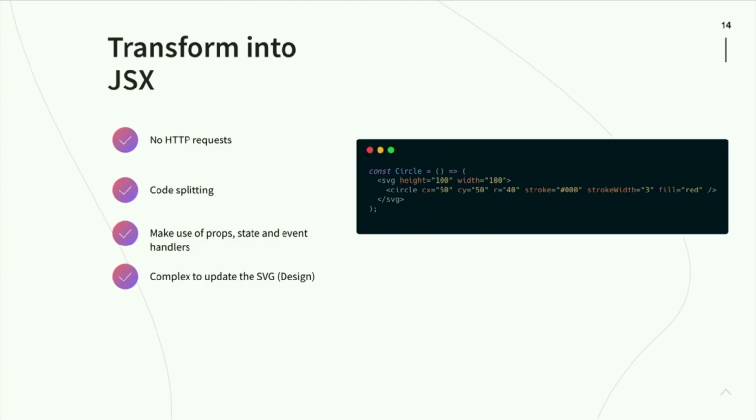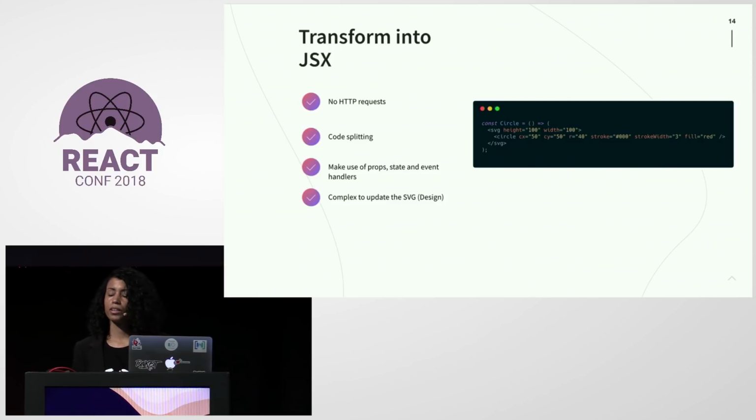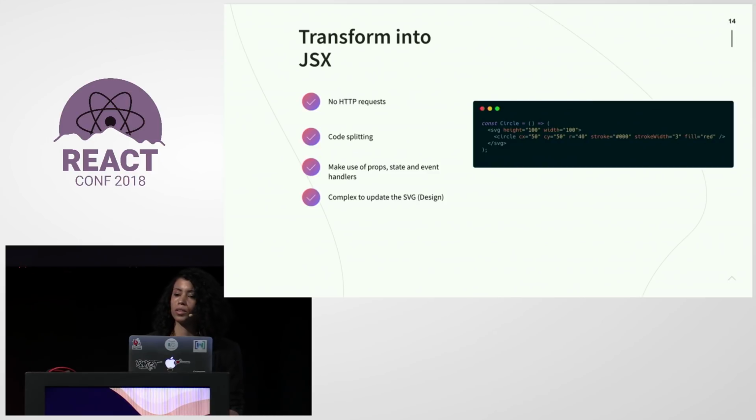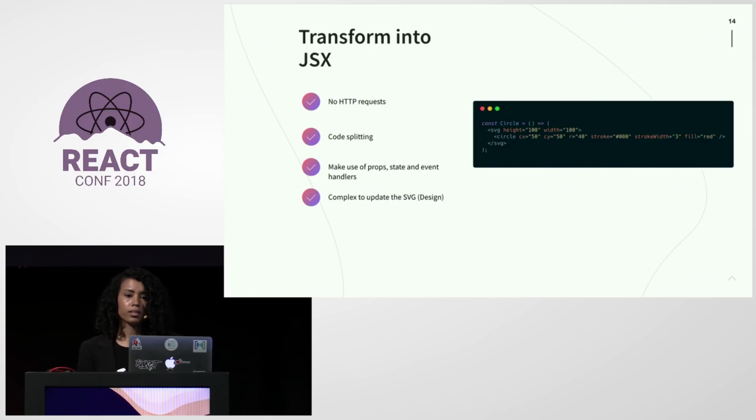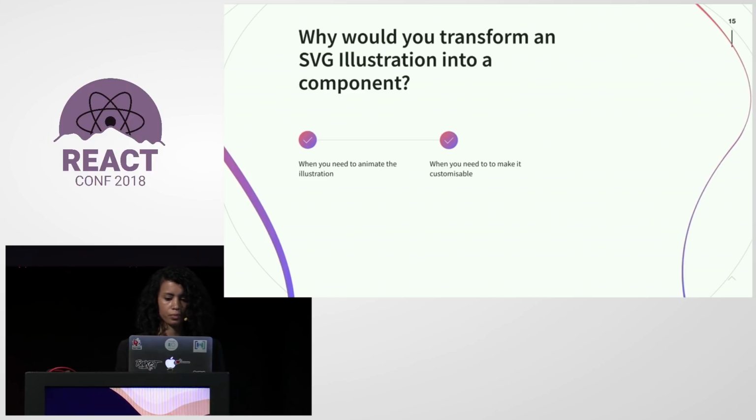A very good thing is the code splitting, so you can split all the JSX into different components, different files. You can make use of all the good things of React, like props, states, all the event handlers. But a disadvantage is that it's a little bit complex if you want to update the SVG, like the design. So imagine that the illustrator decides to change something in the illustration. And then because you split all the SVG file into multiple files, you start putting props and all of these things, then you have to replace that. It's a little bit complex.